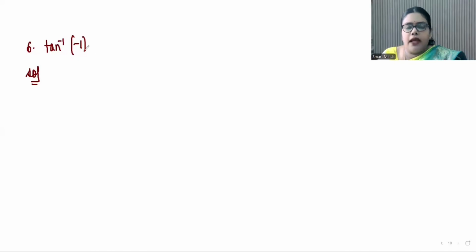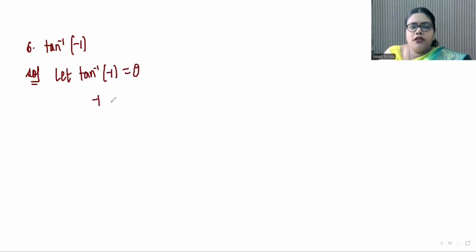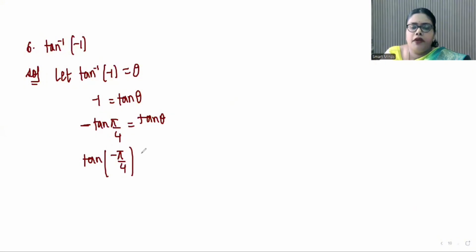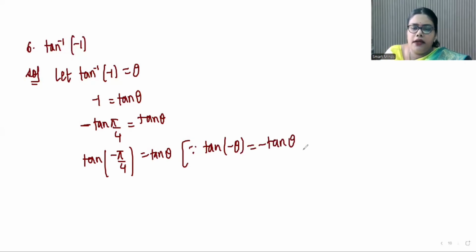Take the next question, tan inverse of minus 1. So let tan inverse of minus 1 equals to theta. So minus 1 can be written as tan theta. Minus 1 can be written as tan 45. 45 can be written as pi by 4 in radian measure. So that is tan theta. Now minus tan 45 can be written as tan of minus 45 equals to tan theta, since tan of minus theta equals to minus tan theta.